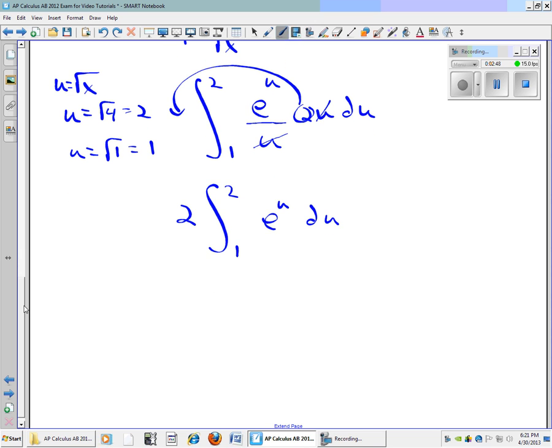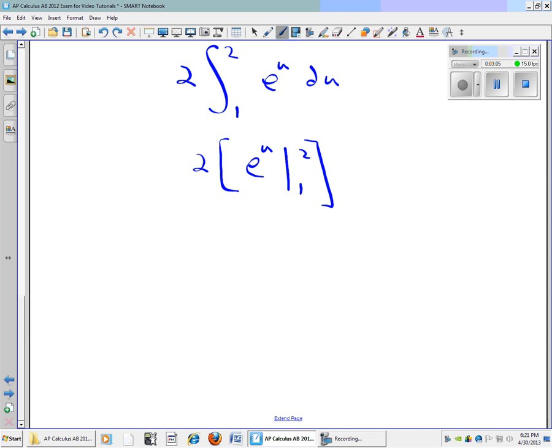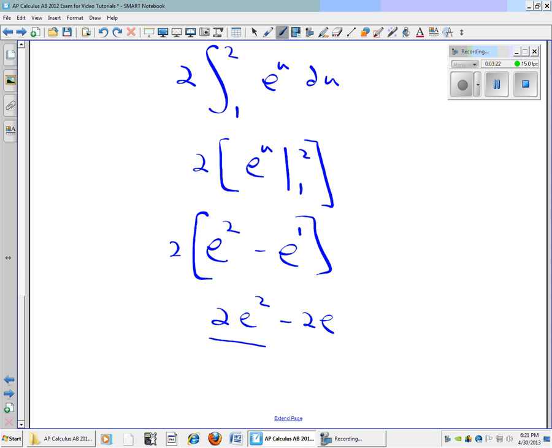And the integral of e to the u is just e to the u. We evaluate from 1 to 2, and we then multiply all of that times this 2 that's out front. So we'll get e to the 2 minus e, or e to the second minus e to the first, times 2. So that'll be 2e squared minus 2e. That's our answer.